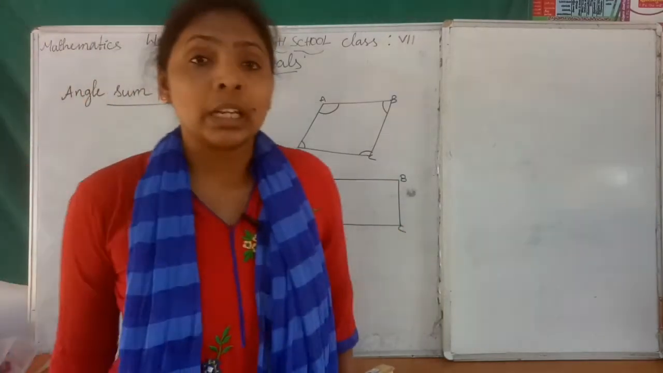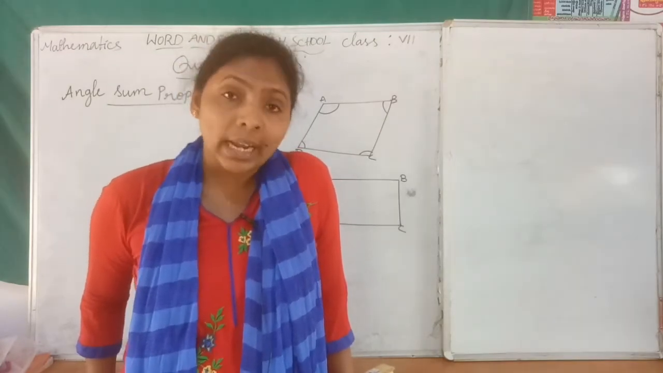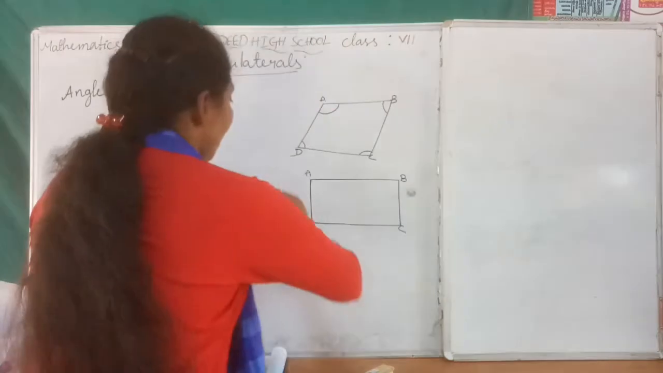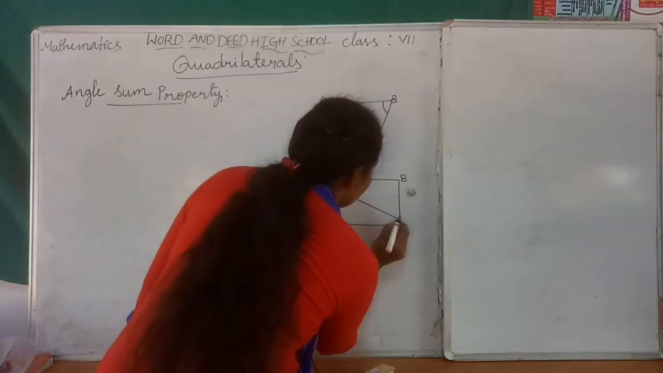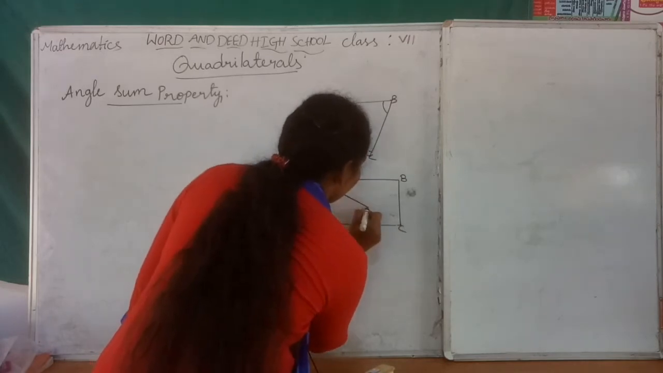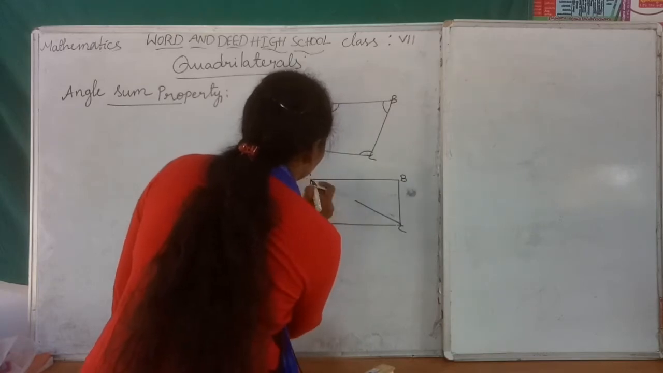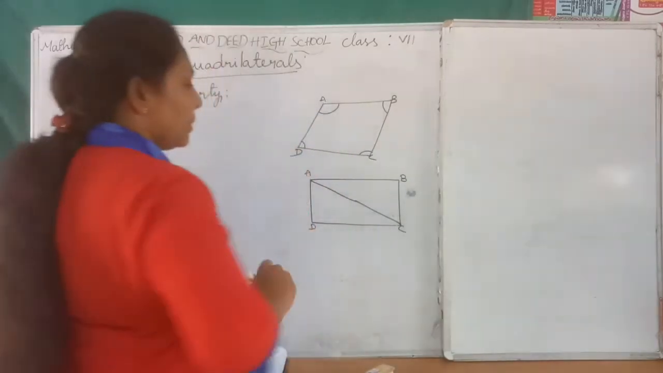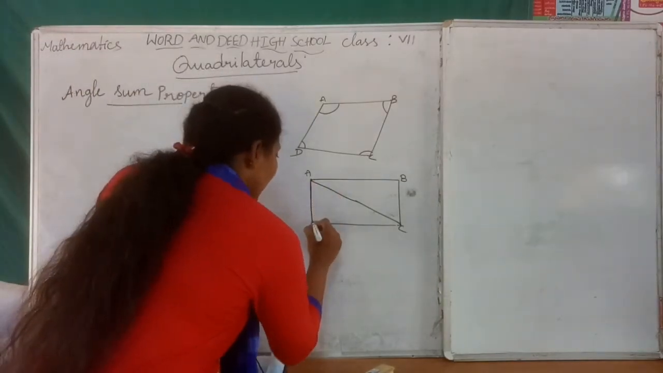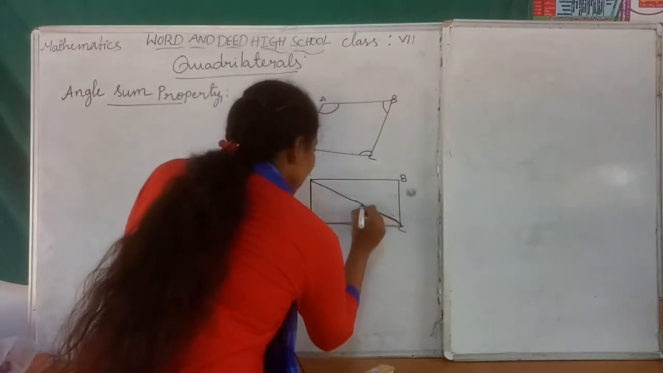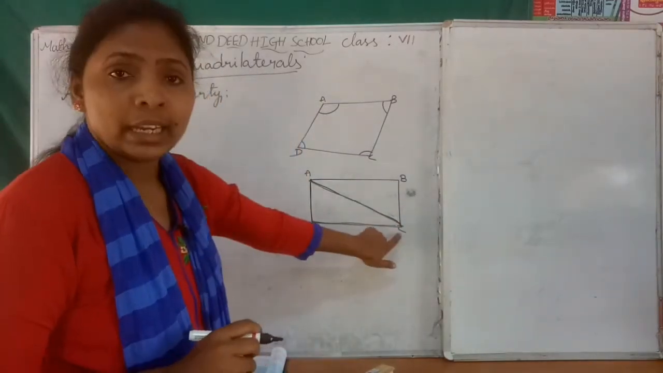You know the property, angle sum property of a triangle. Sum of the angles in a triangle is 180 degrees. Very good. So now this rectangle I am dividing like this, children. Okay, I am dividing like this. Now, see children, ADC. It is a triangle or not, children? ADC, triangle.